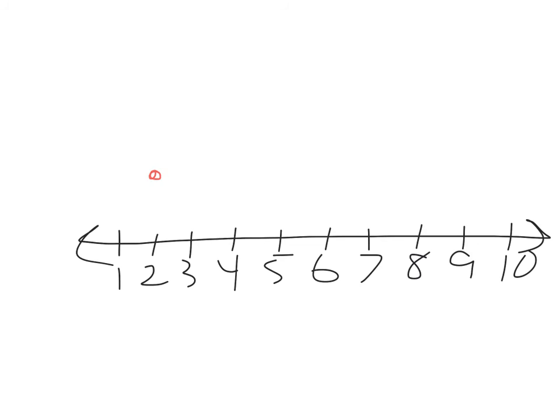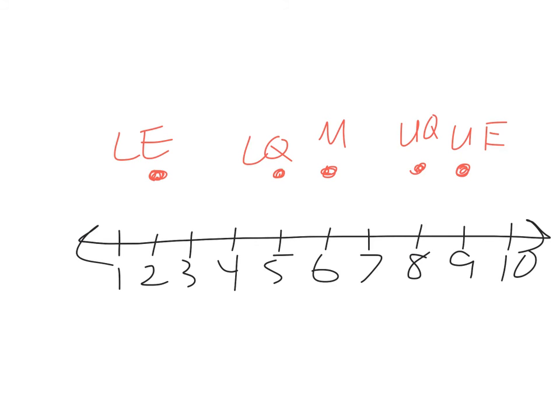On the number line, you do the lower extreme, which in this case was a 2. You do the upper extreme, which was a 9. You plot the median, which we knew was a 6. That's the median. We plot the lower quartile. We plot the upper quartile. And then what you do is this. You draw a line from the lower extreme to the lower quartile, from the upper extreme to the upper quartile, make a box from lower quartile to upper quartile, and you draw a line through the median. That's a box and whisker plot.